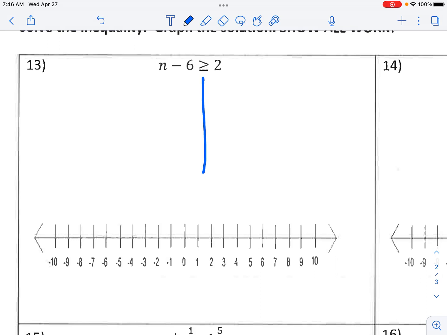The first thing we do is the inverse operation. The opposite of minus 6 is plus 6. On the left, your 6's are going to cancel. So all we have left is n is greater than or equal to. Now add your numbers on the right. 2 plus 6 is 8. So your solution: n is greater than or equal to 8.